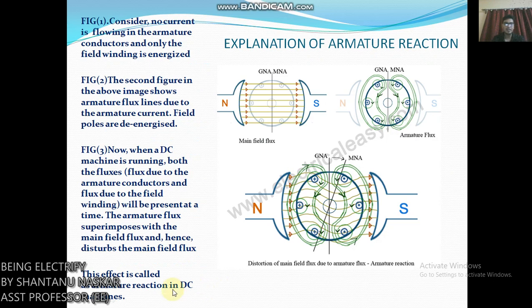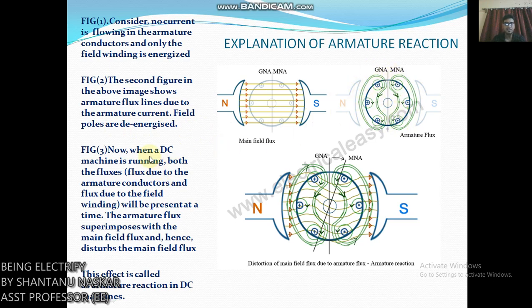Now the actual explanation of the armature reaction. Okay, so there are three figures: figure 1, figure 2 and figure 3. In figure 1, consider no current is flowing in the armature conductors and only the field winding is energized. Now figure 2, the second figure in the above image, shows armature flux lines due to the armature current. Here the field poles are de-energized.